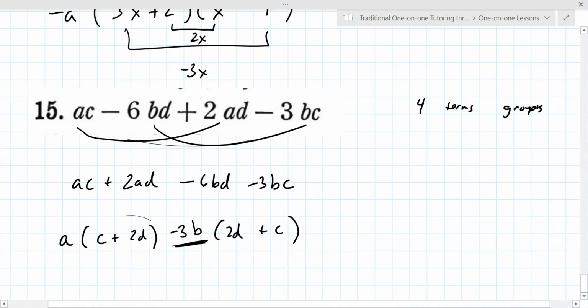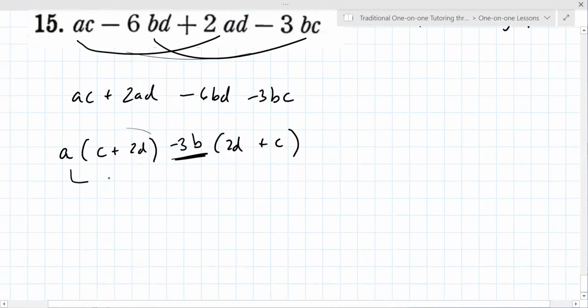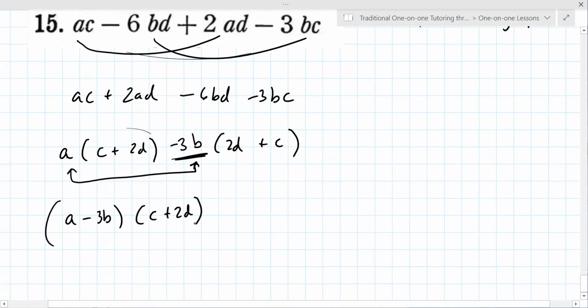All right. And then it's double factoring. So these two pair together, A minus 3B, and then these C plus 2D is the same as 2D plus C. You can just rearrange them and make them the same. Yeah, like that. And is that it? That is it. Awesome. Next is physics.